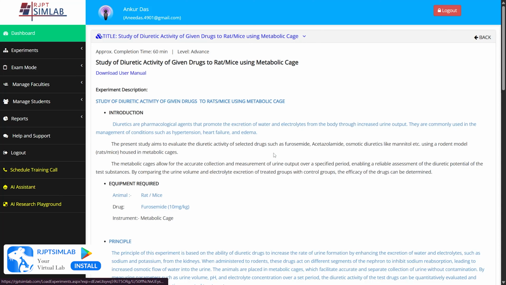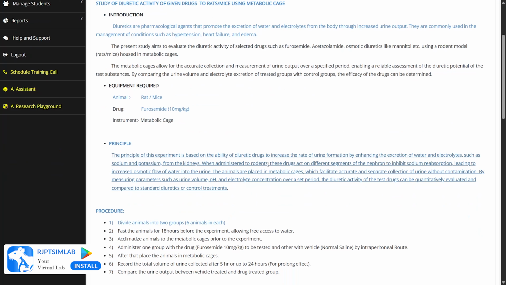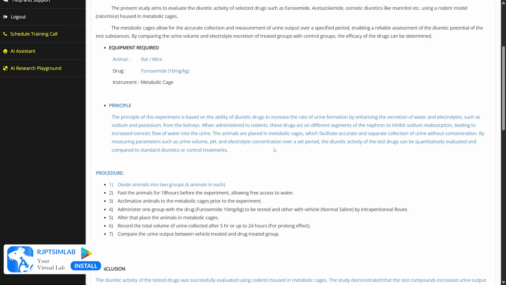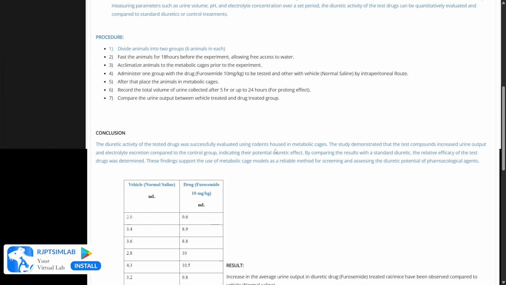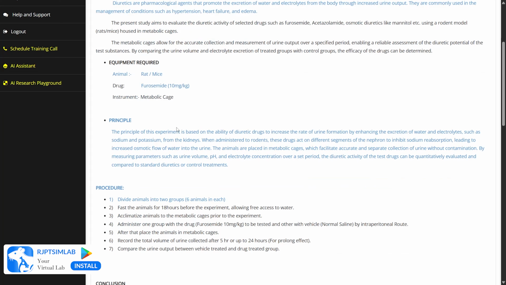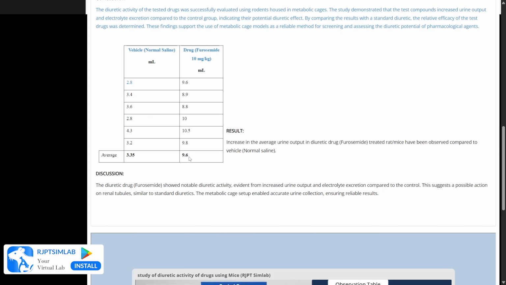Over this page, we can see the written notes for the experiment so that we can read this before performing the experiment. As we can see here, the introduction part is written, the equipment required, the principle portion, the procedure part, the conclusion, and the observation table. Let us see the result of the experiment.